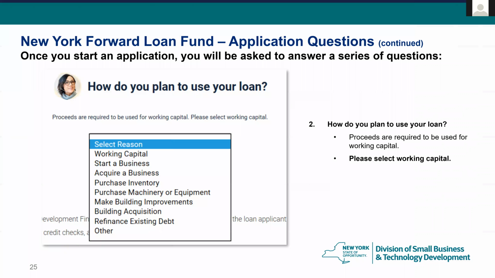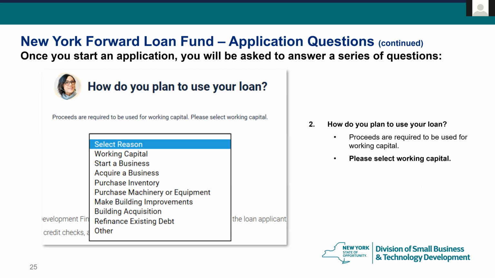Question number two: how do you plan to use your loan? Again, these are working capital loans, so please select working capital. It's going to give you a drop-down of lots of different uses for the loans, and you can't use it to start a business, by the way. The way this website works is it works for multiple programs, not just this program, so that's one of the reasons it asks this question. You have to answer this question, and in this particular case, these loans are only for working capital. So all you need to do is select working capital.